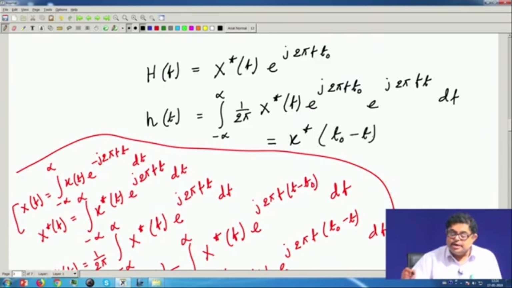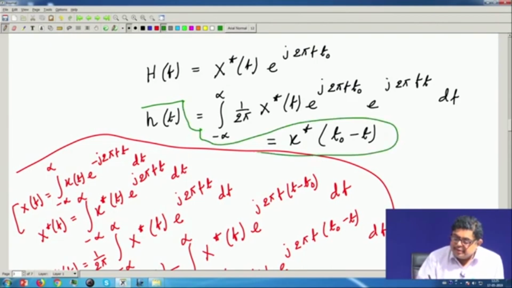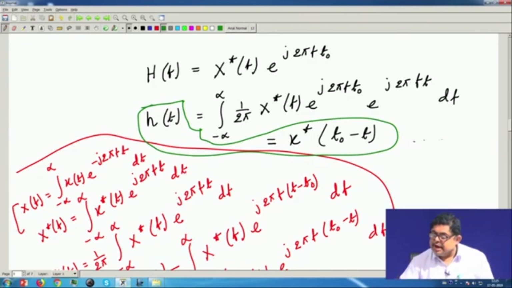So, I can now write that this is nothing but x star(t naught minus t). So, what is the impulse response of the match filter? Impulse response of the match filter is related to the transmitted signal x(t), but obviously that signal is inverted in time and then given a delay of t naught. So, this equation is again important, this h(t); I will call it equation number 13.